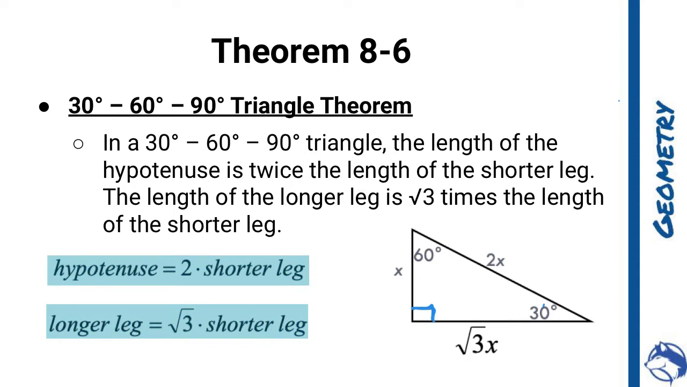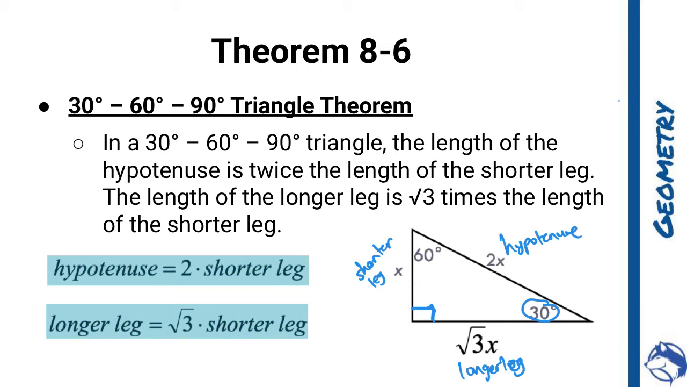So in these types of triangles, the length of the hypotenuse is going to be twice the length of the shorter leg. And the shorter leg is the one that's opposite of that 30 degrees. So this is our shorter leg. This was still our hypotenuse. And this is our longer leg, the one that's opposite the 60 degrees. So it's important to make sure that you have these labeled correctly.